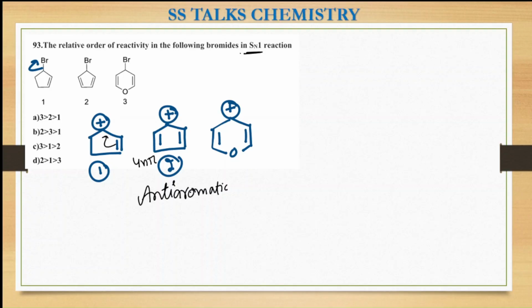So the second species that is formed is anti-aromatic. This is going to be the least stable one. This is the least stable carbocation we are getting. So the least rate of reactivity will be for the second molecule. If I write the order, the second one will fall in the last category, right?